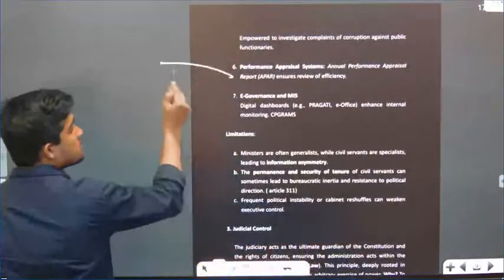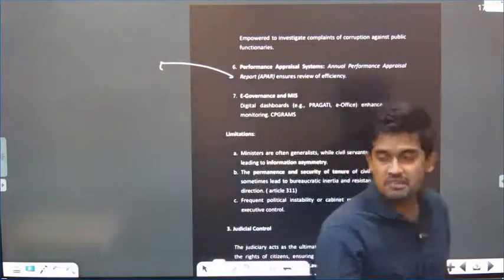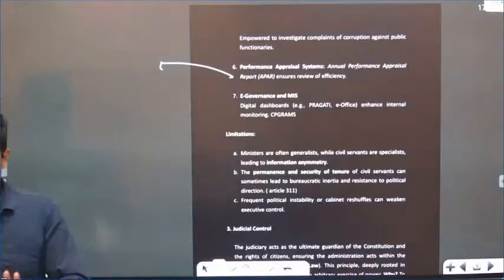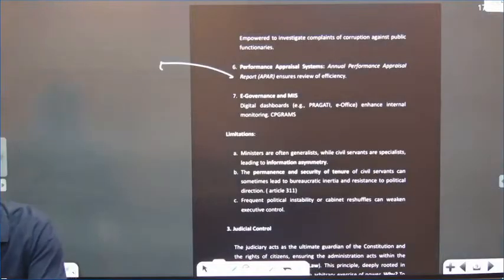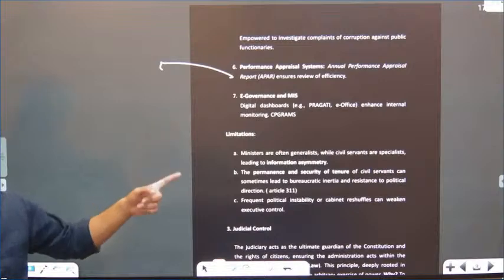Then there are performance appraisal systems. An annual performance appraisal happens. So annually, your senior will sit and see whether you have done good work or not. They'll write a review of where you have faltered, where you are doing well, and what you can improve. So that performance review is written. This is also a form of control within the executive.